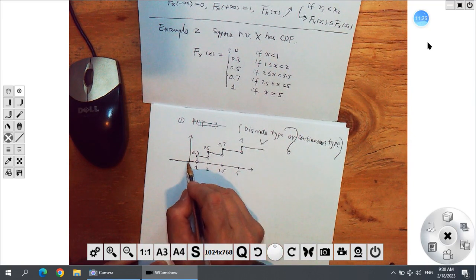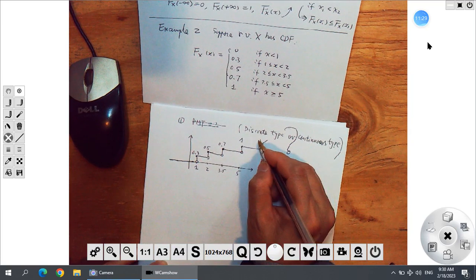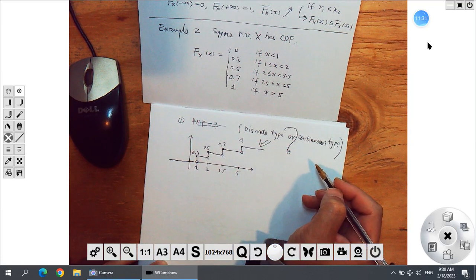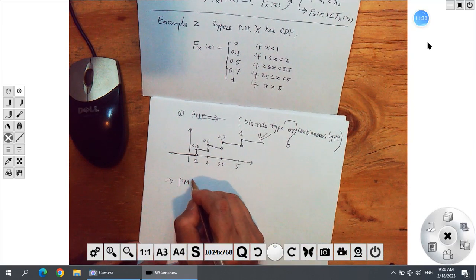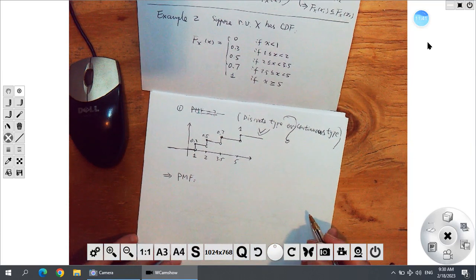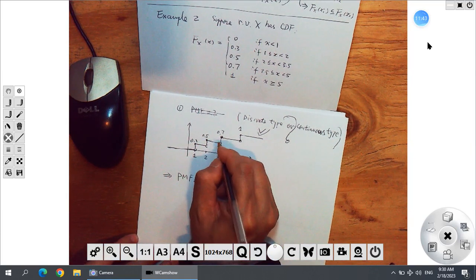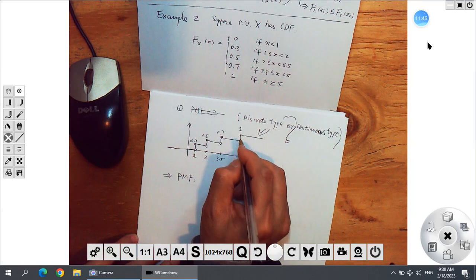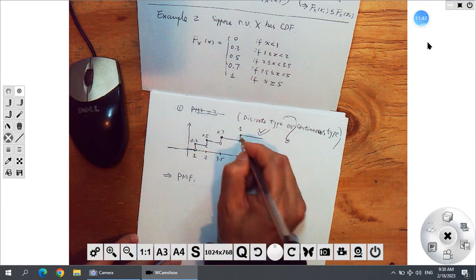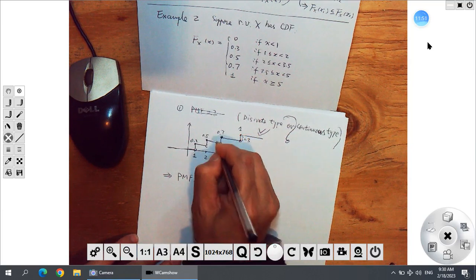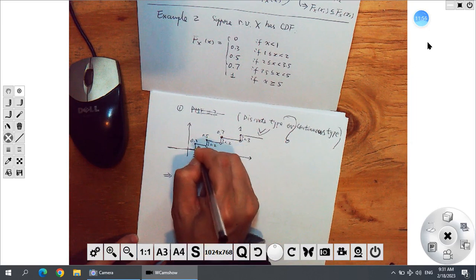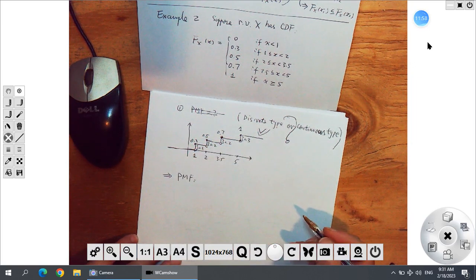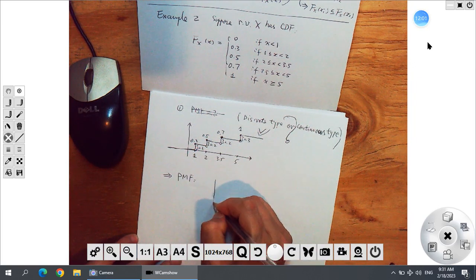So if you have a CDF that looks like this, it is a discrete type. Right? It's a discrete type. And we can know the PMF. What's the PMF? You just check the stairs, how much it jumps up. So like here is 0.3, right? Here its jump is 0.2, and here is 0.2, and here is 0.3. Okay, so the PMF will look like this.